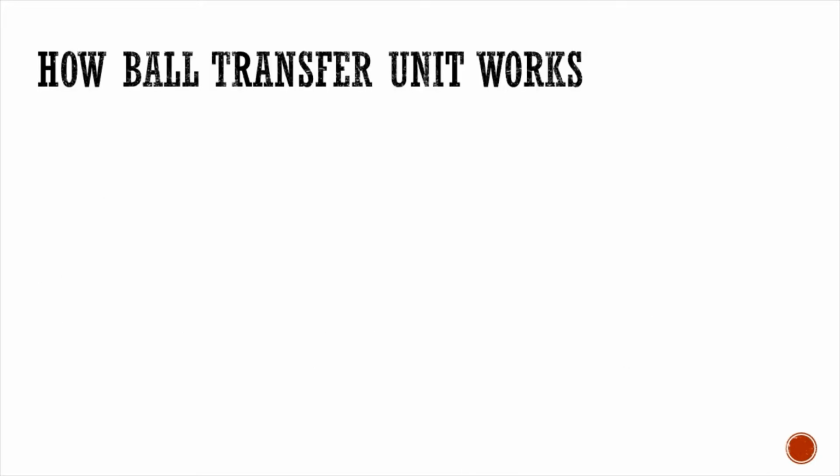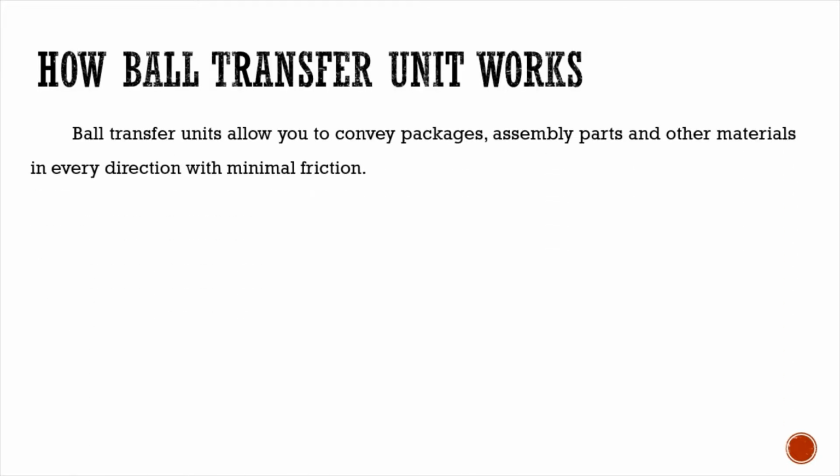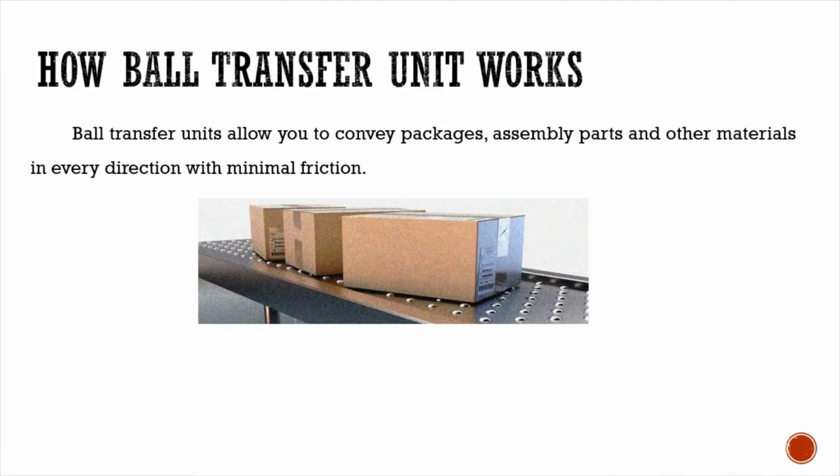How bulk transfer unit works. Bulk transfer units allow you to convey packages, assembly parts, and other materials in every direction with minimal friction. They use easy running balls and medium heavy and heavy plates to smoothly move containers with smooth surfaces through production lines, shipping assembly areas, and other areas where speed and efficiency is required.